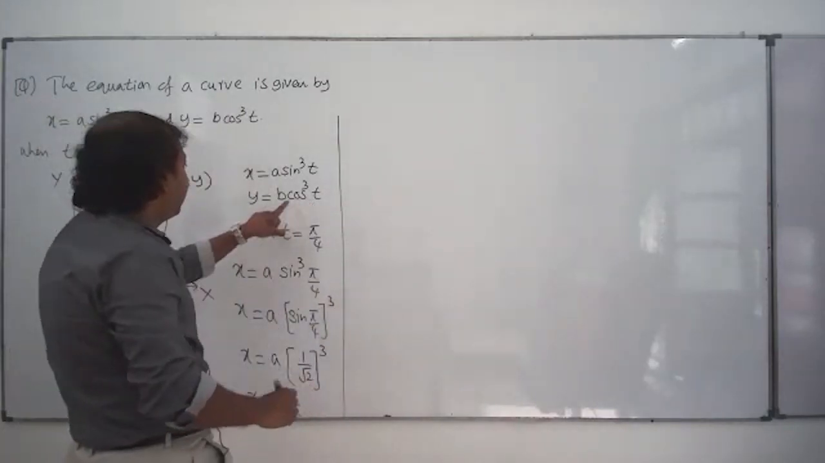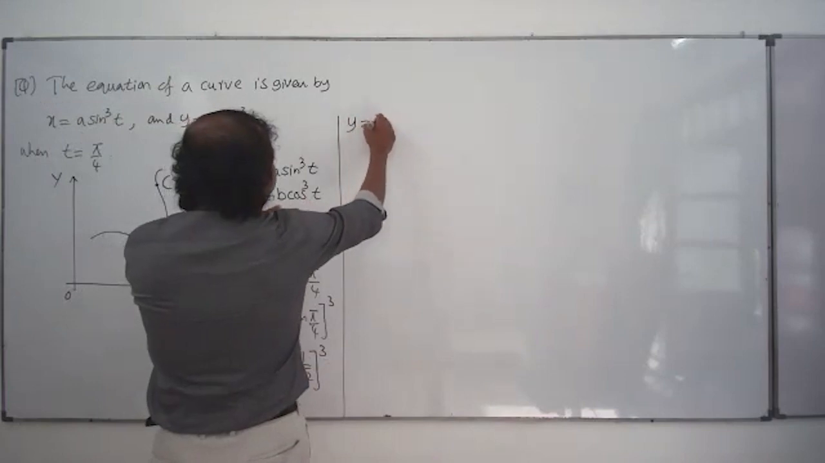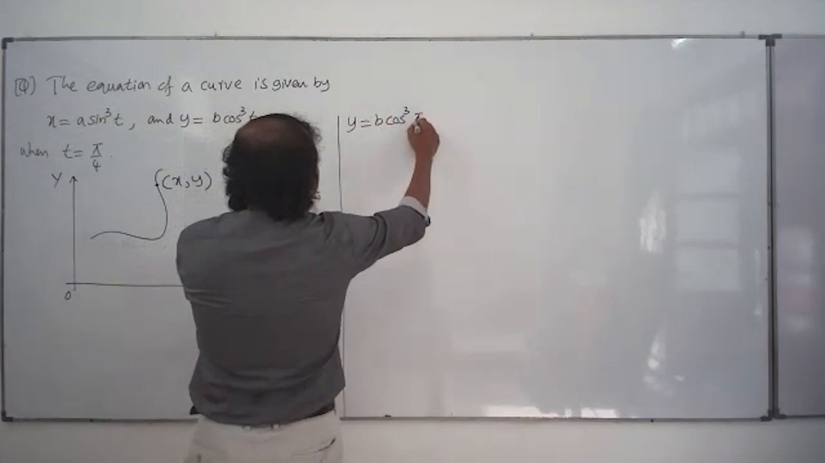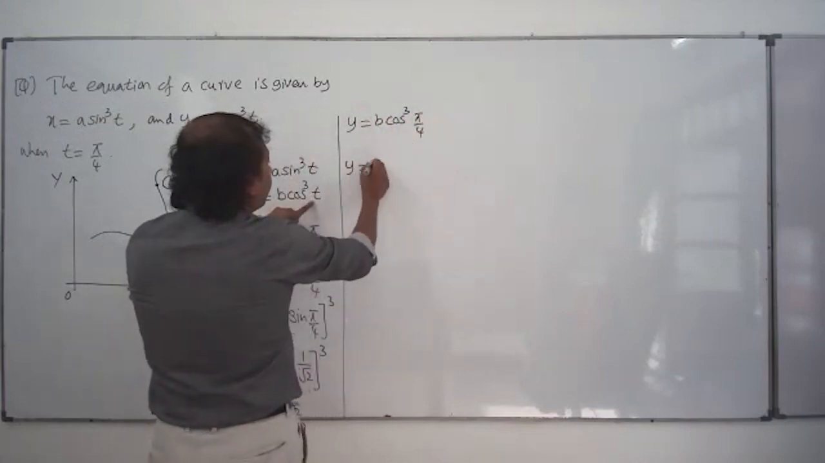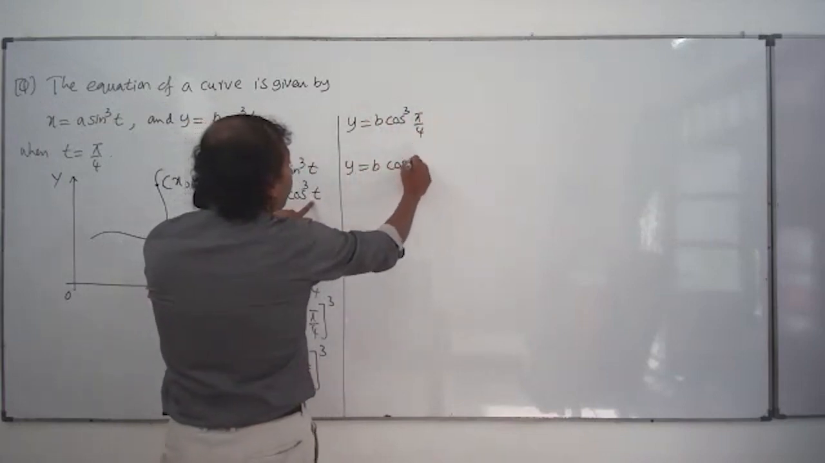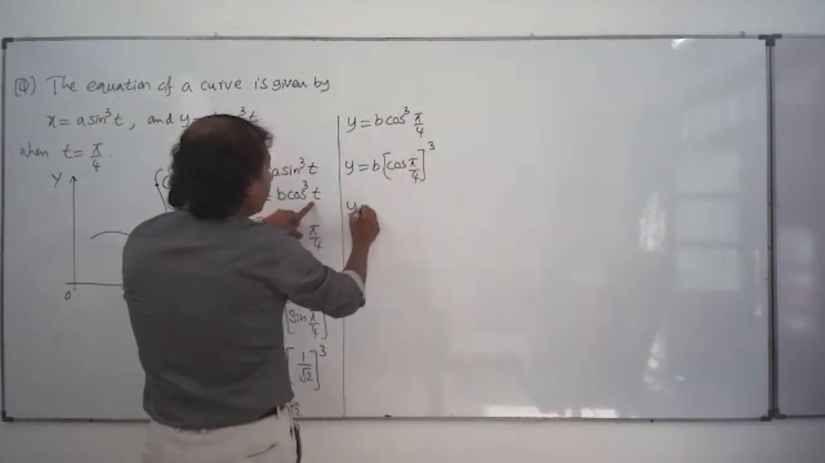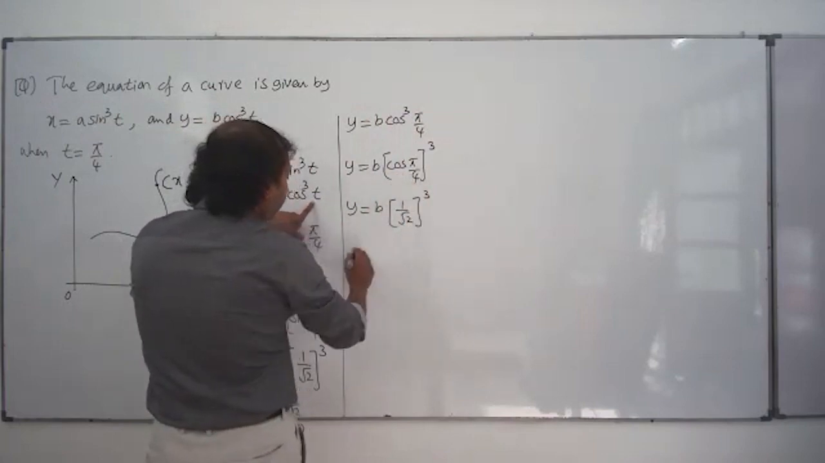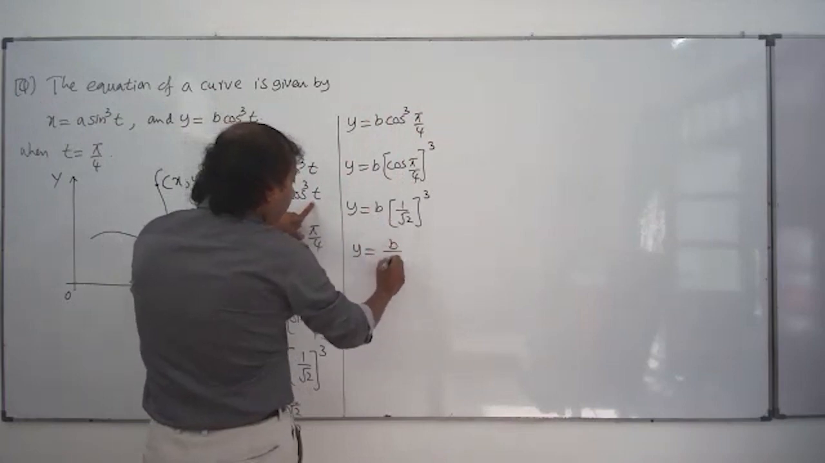Put t equals pi by 4 here. y equals b cos cube pi by 4. y equals b times cos pi by 4 whole cubed. Cos pi by 4 is 1 over root 2, that to the power 3. So y equals b divided by 2 root 2.